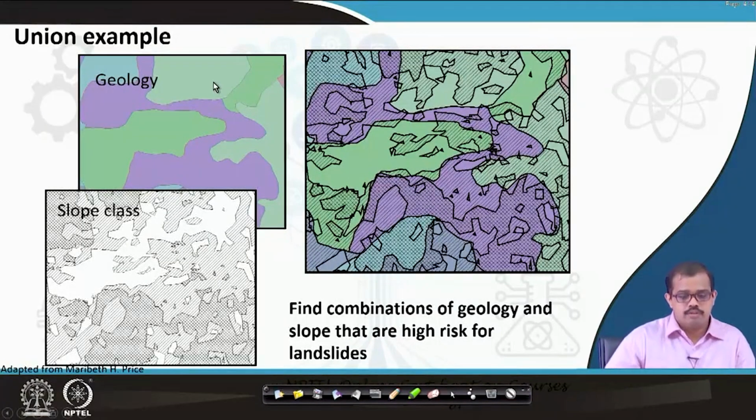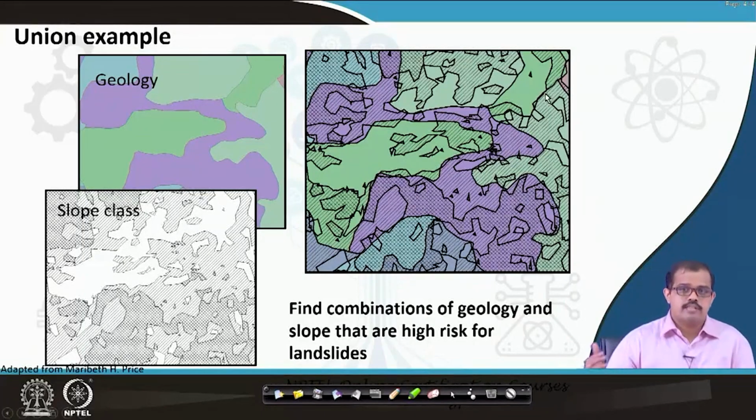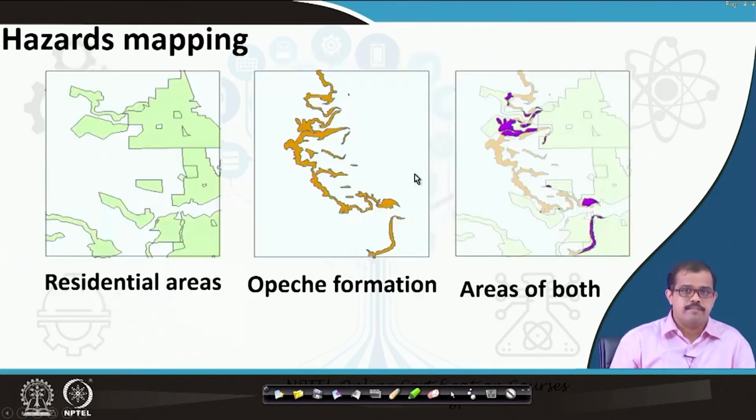Another example of union is this: you have a geology map, you have a slope map. If you do union, you get both of these together. Now with this you can look at where there is a high risk of landslides. You use both slopes and the geology map, so you will say where the landslides are high. Then an intersect example: you have a residential area here, and you have a formation that is happening, which may affect the residential area. So just intersect, and you will know where it may affect on a larger scale. That is the example I showed previously.